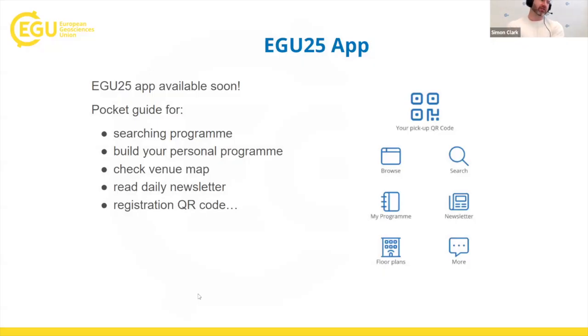Finally, this will be launched soon, I think next week: the EGU25 app. It makes things a lot easier. You can download it for iOS and Android, and it pretty much condenses everything I've been talking about. So you can search the program, build your own personal program, and check the venue maps so you don't get lost and know where each room is. Read the daily newsletter, which has key highlights, key events and key sessions, as well as your QR code. So when you want to pick up your badge, you can just show it on your phone. It's much easier than trying to find it in the email. It usually is launched 2 weeks before the General Assembly, so it'll be here very soon.